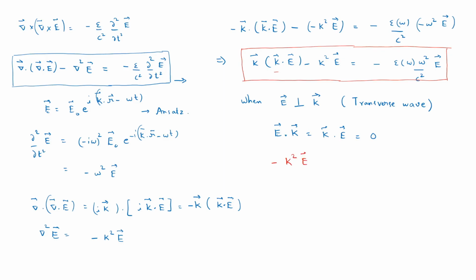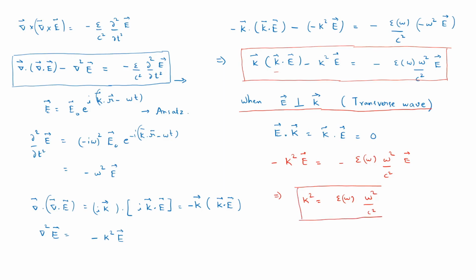When this transverse wave condition holds, k square E is equal to minus epsilon omega square over c square times the electric field. So the minus cancels, and the electric field you can cut out. What we have is k square is equal to epsilon of omega times omega square by c square. This is the condition for your transverse wave. Epsilon of omega is the material property, and it relates to the wave number and the frequency of the wave. So that's what it tells. This tells us about the transverse oscillations of the field.